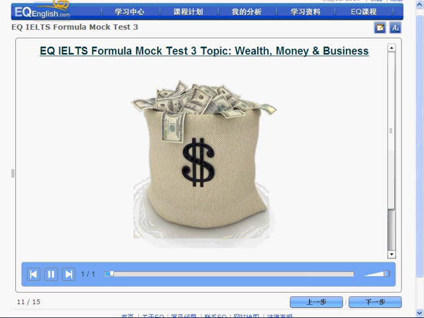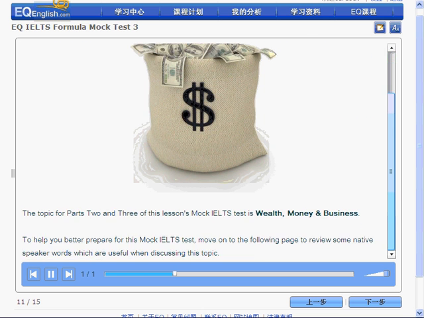The topic for parts 2 and 3 of this lesson's mock IELTS test is wealth, money and business. To help you better prepare for this mock IELTS test, move on to the following page to review some native speaker words which are useful when discussing this topic.